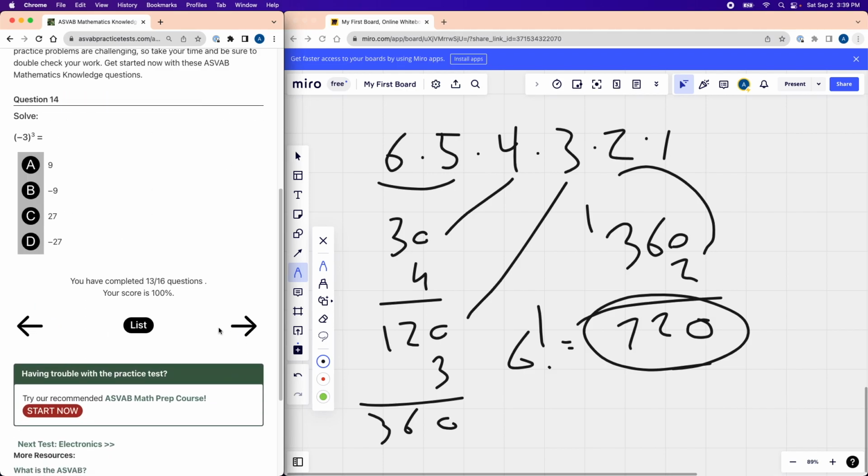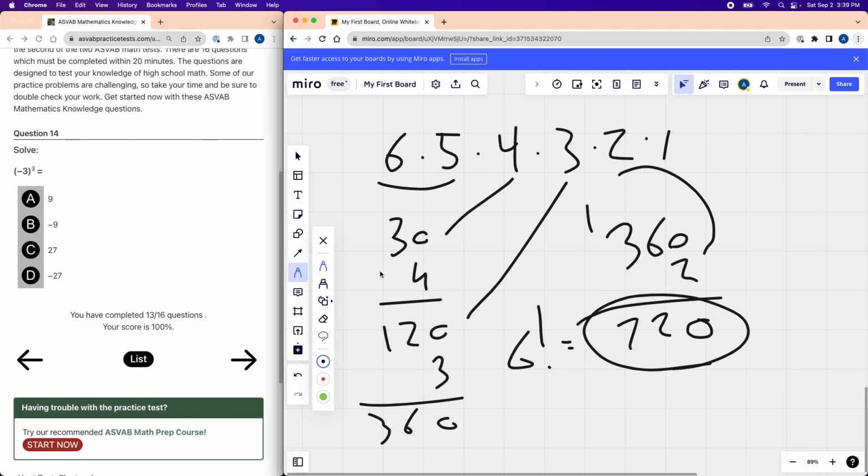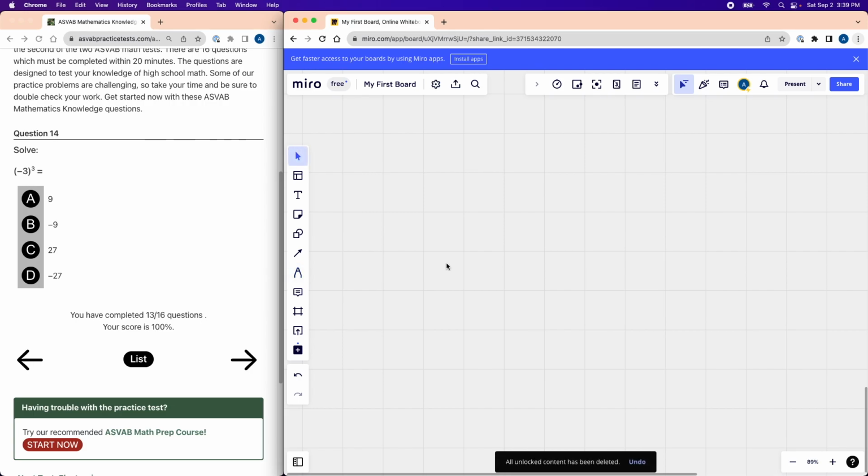All right. Moving on to the next one here. Solve. Negative 3 cubed. All right, negative 3 to the 3rd power, negative 3 cubed. They mean the same thing. Press pause and try this one out on your own.